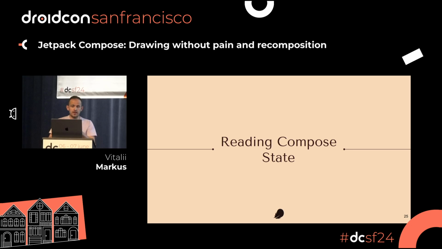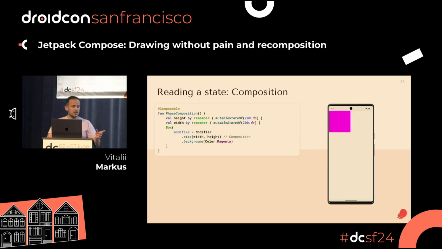So let's take a look at the different phases of Jetpack Compose to understand how and where we can read the compose states. On this slide, we read state during the composition phase. So we read here width and height. And so every time when we pass a value into a modifier or composable function as an input argument, we read this state in the composition phase.